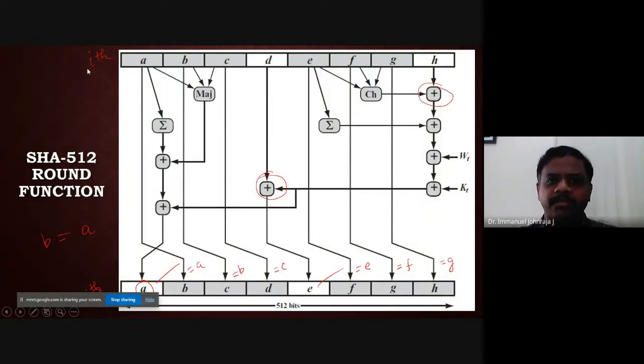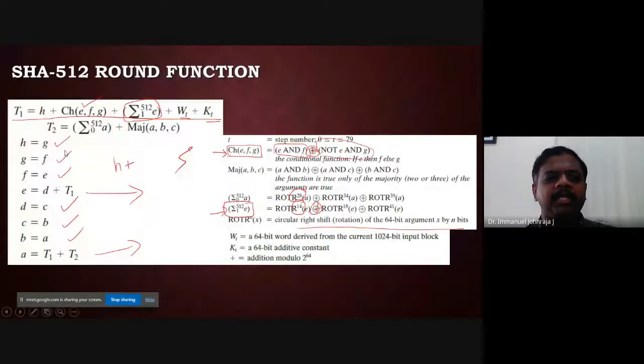So the values of the registers are changed continuously 80 times for every message block before they are fed to the next round. And the majority of them are just copied from the previous one from various registers, except A and E. A and E are changed. See, A is T1 plus T2, E is D plus T1. All right. And how we calculate T1 and T2 is given, and we also saw its explanation in detail.